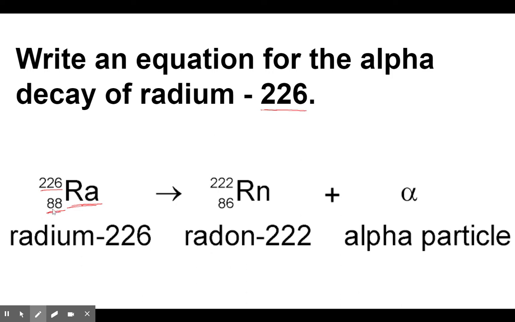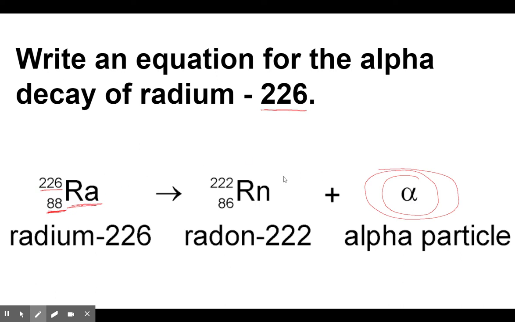Where do we get this? From the periodic table. So we had to look up radium on the periodic table and find out that it is number 88. Now, when it goes through alpha decay, it's going to give off an alpha particle. And here's an example of how to write this in this format, not the helium format.